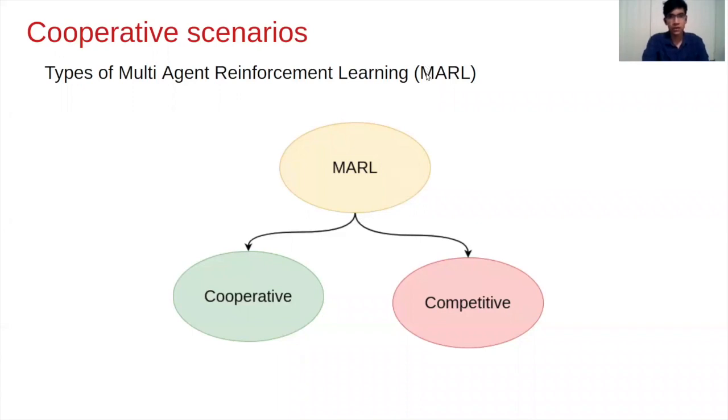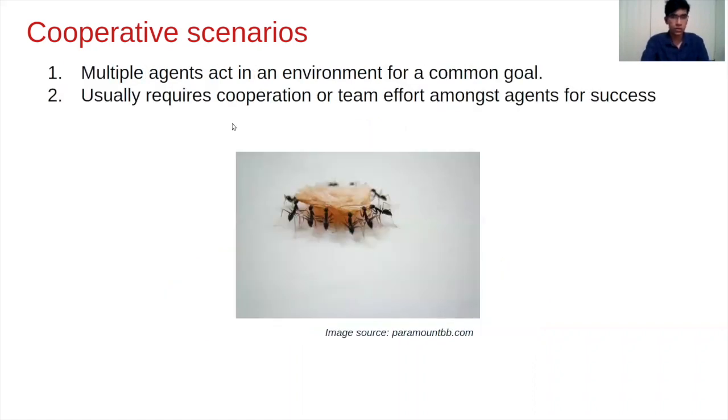Okay, so types of multi-agent reinforcement learning. Multi-agent reinforcement learning is abbreviated as MARL. There are two types, primarily cooperative and competitive. In cooperative scenarios, many agents act in an environment for a common goal, and usually for success it requires that the agents cooperate amongst themselves. For example, here a team of ants is trying to pick something up. A single agent would not be able to do it. They need to cooperate to achieve their goal.